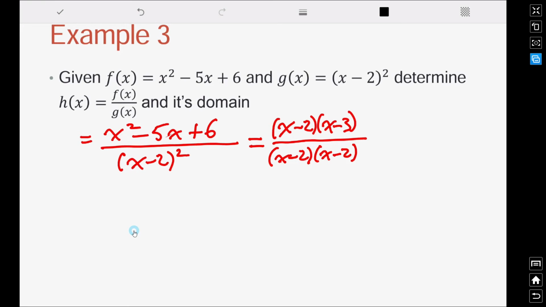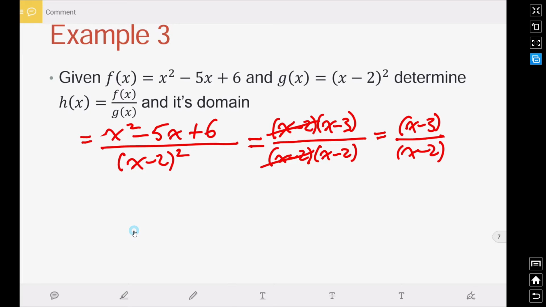The x minus 2 in the numerator can cancel one of the x minus 2's in the denominator, so we now get the following: x minus 3 over x minus 2. So the combined function of f of x divided by g of x gives us a fairly simple function, x minus 3 divided by x minus 2.